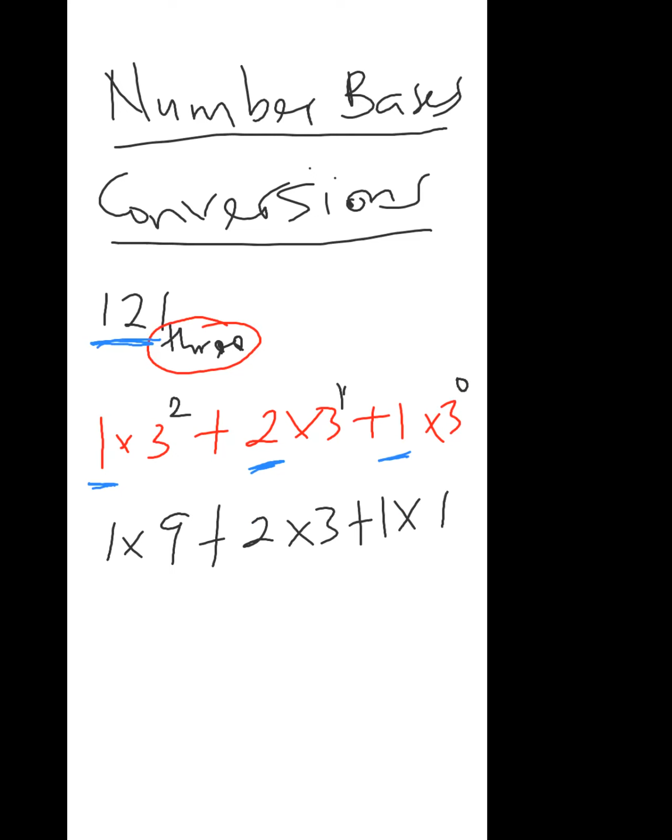So now 1 times 9 will give me 9. 2 times 3 will give me 6. And then 1 times 1 will give me 1. So by the time I add all of these together, I'm going to have 16. And that will now be in base 10. So the number that I have now is a base 10 number.